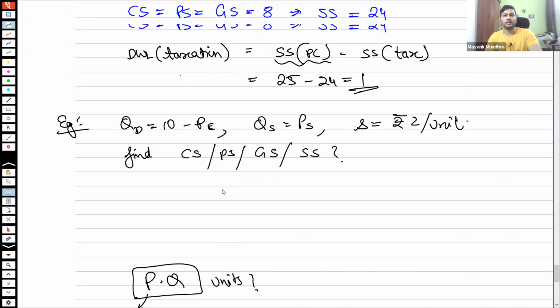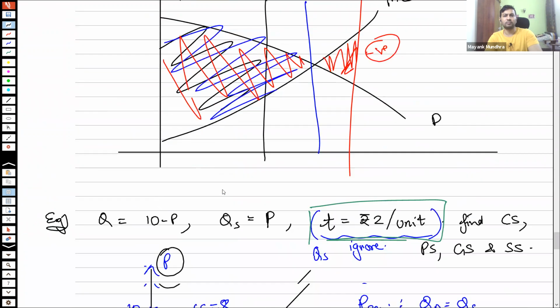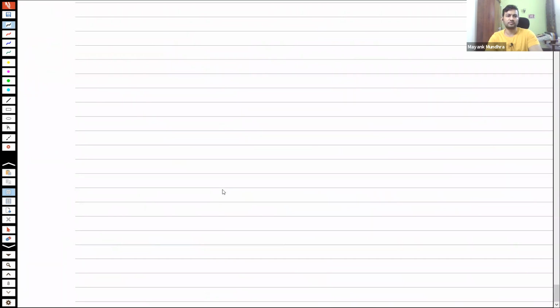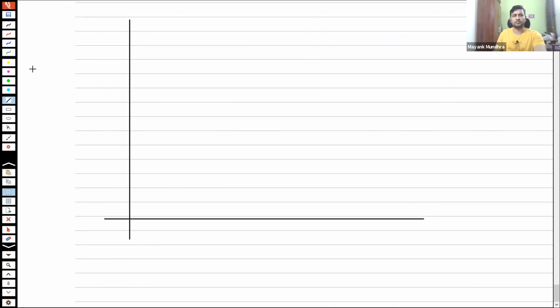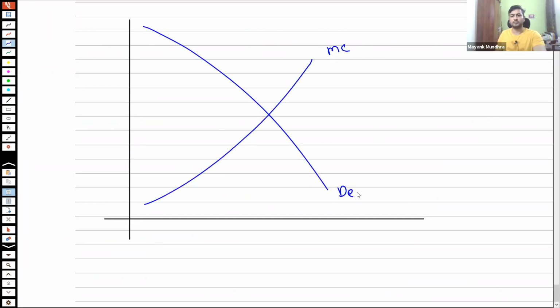Okay, coming back to this example of quantity constraints. Let's do quantity constraints now. So suppose this is my demand curve. This is my marginal cost curve. So now you have this government which has artificially restricted the quantity which is being supplied to the market. Let's say it restricts the quantity which is being supplied at Q.